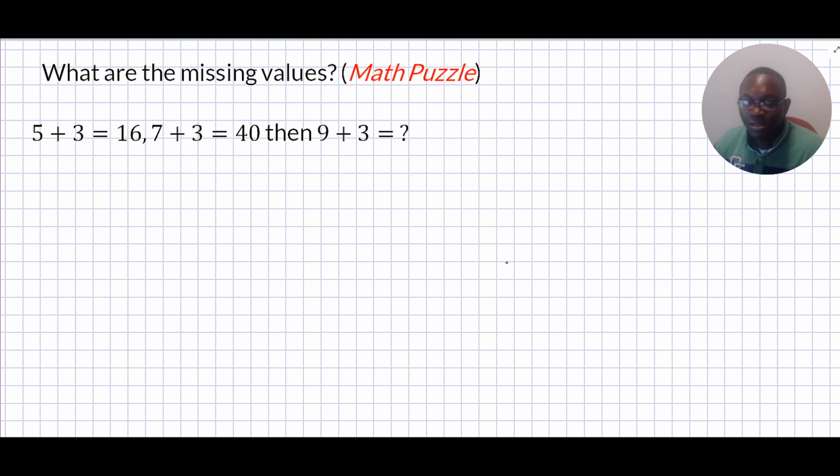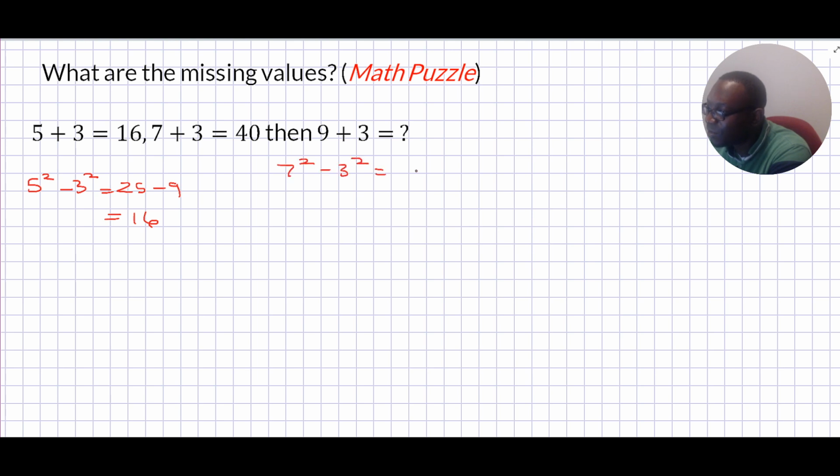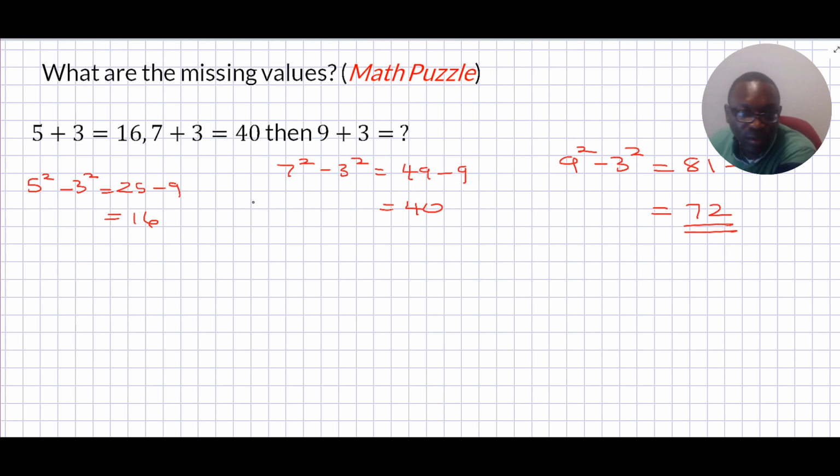All right, let's go ahead and look at it. So what we have here is 5 squared minus 3 squared. That's going to give us 25 minus 9, which is 16. And then 7 squared minus 3 squared is going to give us 49 minus 9, which is equal to 40. So 9 plus 3 is going to be 9 squared minus 3 squared, which is 81 minus 9. That is going to give us 72. So that's really all this was about.